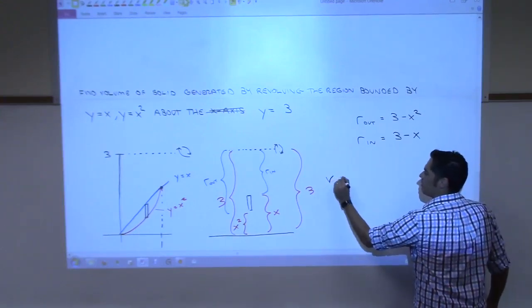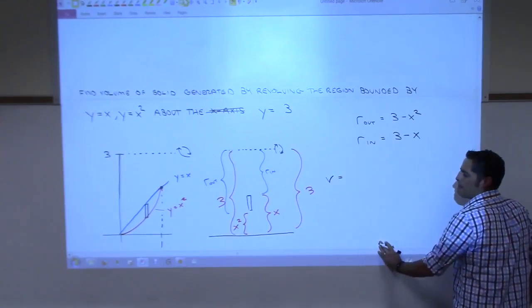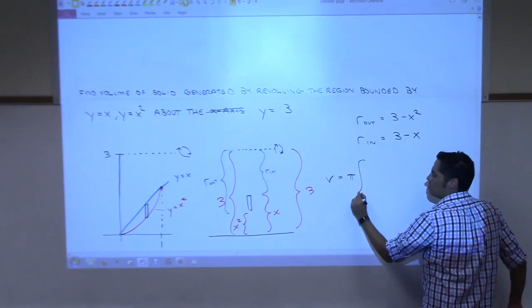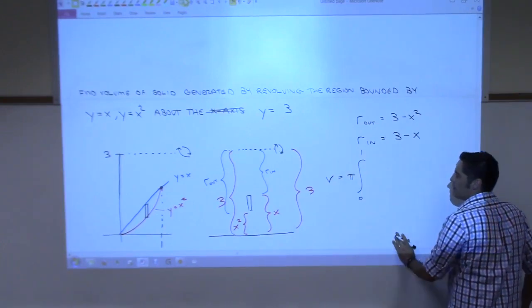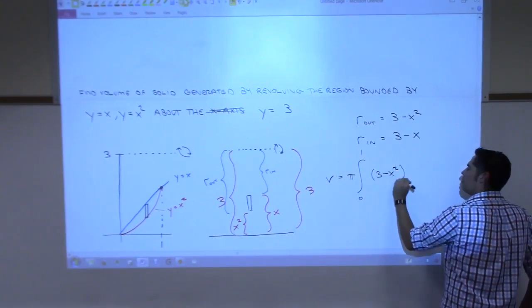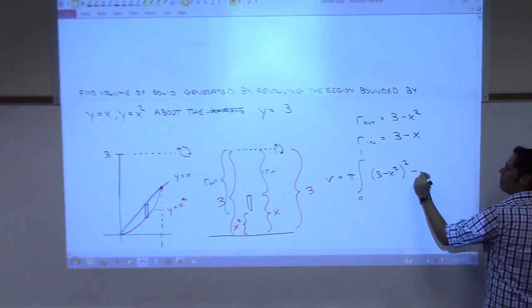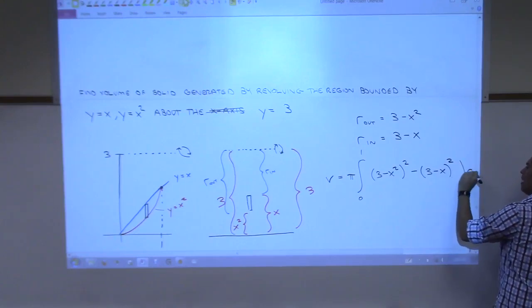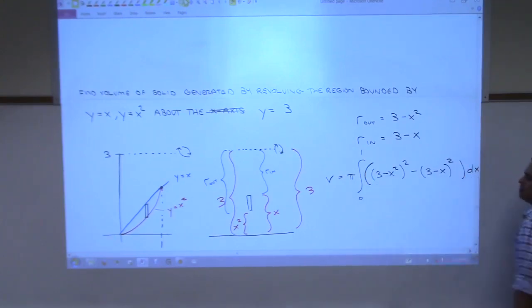What is the volume of this then? Pi integral 0 to 1. The outer one, 3 minus x squared, right? Minus the inner one, 3 minus x squared, and then all that dx. So you'd square out each one, combine like terms, do all your work. So dot, dot, dot.